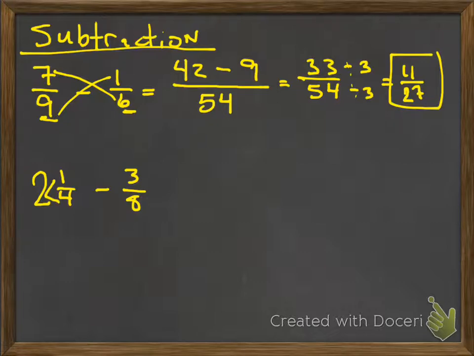I say 4 times 2 is 8, and then I would add that to the numerator. So 8 plus 1 is 9 over 4 minus 3 over 8. Now again, I need the same denominator.